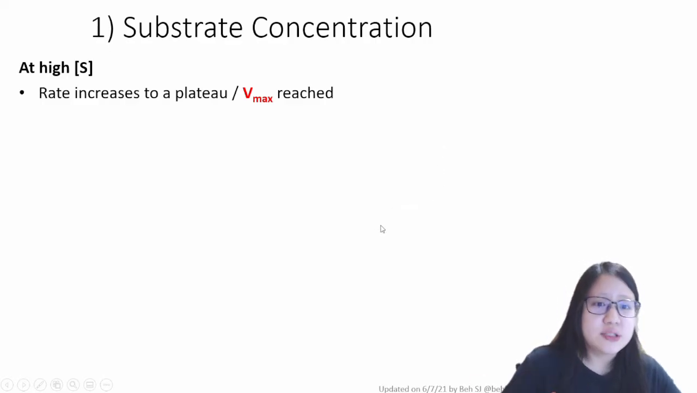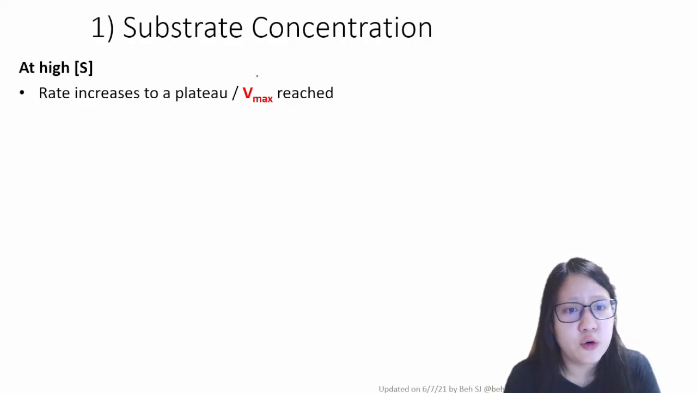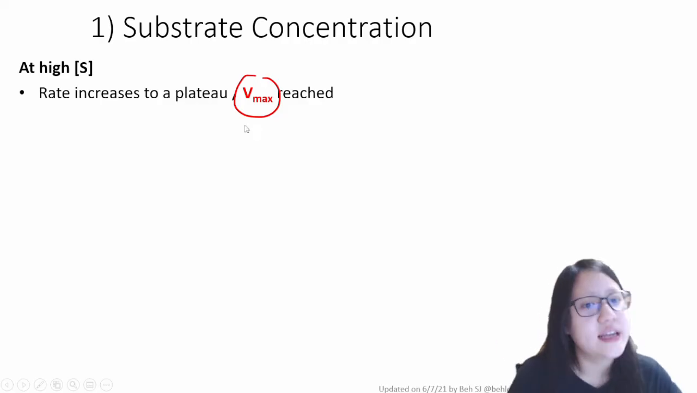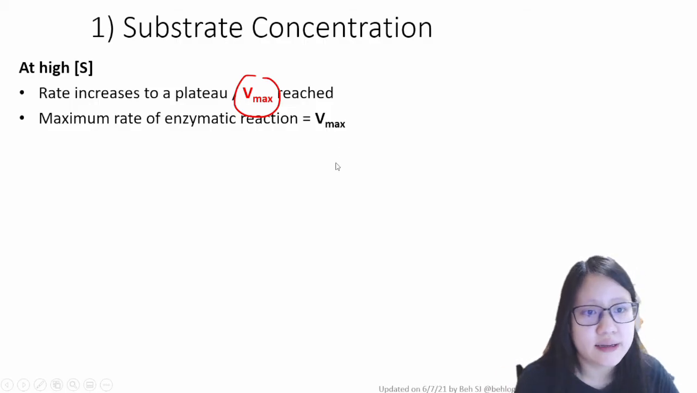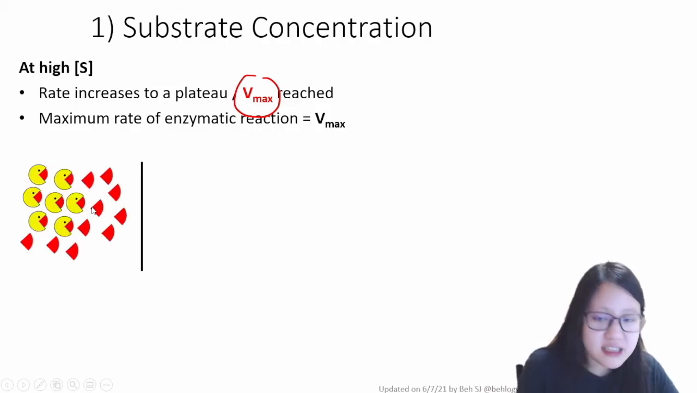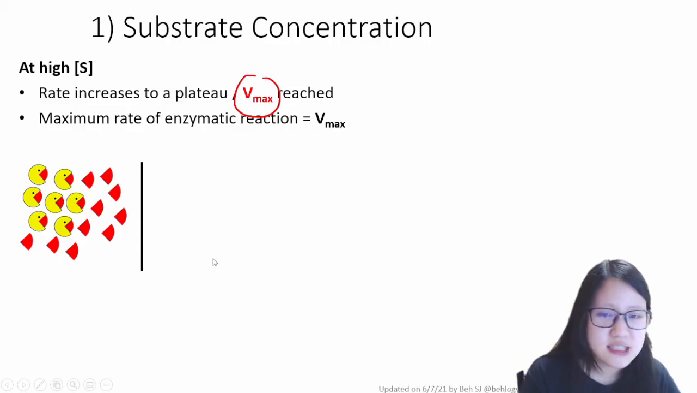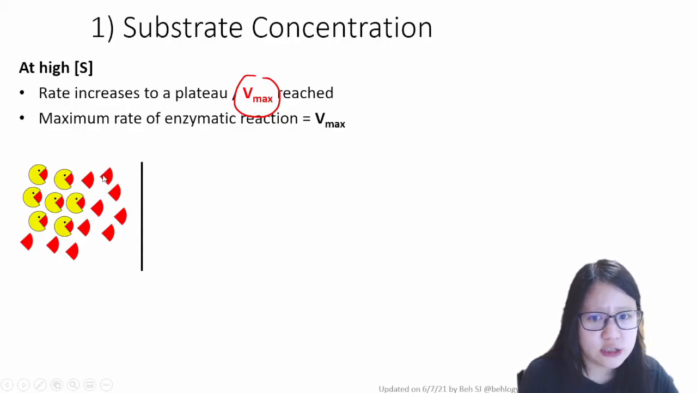At high substrate concentration, this is what happens. The rate increases to a plateau, and we call that plateau a Vmax. I'll talk about that later. Vmax is the maximum rate of enzymatic reaction. Again, I'll talk about Vmax a lot more later. Now, what happens at Vmax? What happens at this maximum rate? That's high substrate concentration, right?